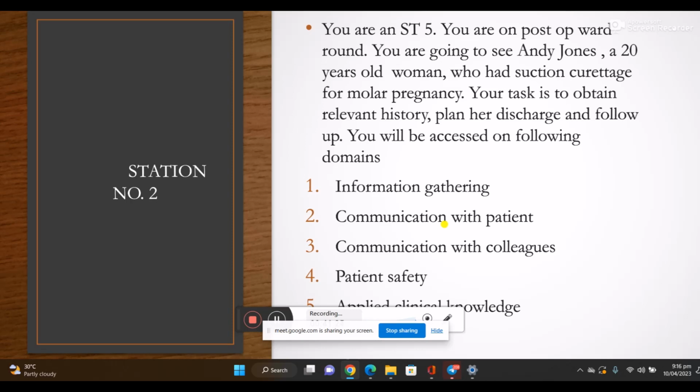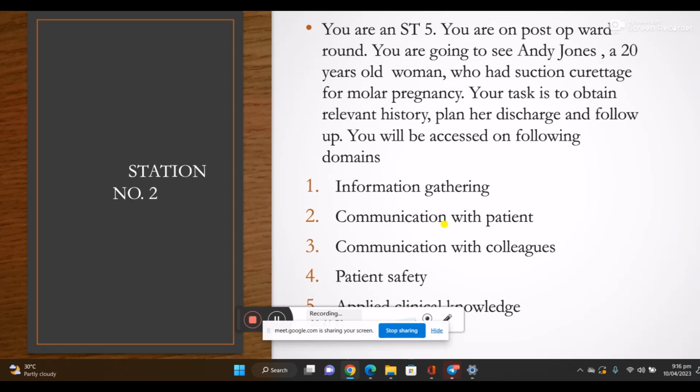Hello. I'm Dr. Bushra, one of the doctors here in the ward. Is this Andy Jones? Yes, doctor. May I check your age, please? I'm 20 years old. So, Andy, I can see from your notes that you had an operation yesterday, and your discharge has been planned. So, I'm here to discuss the procedure and your further follow up and discharge plan. Is it okay?